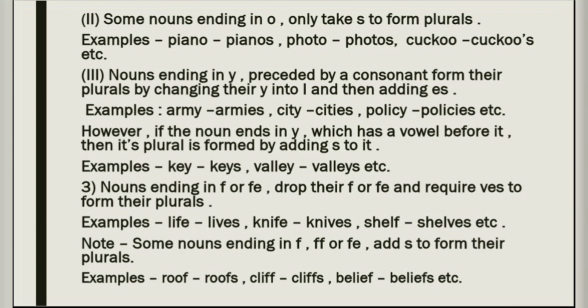The next point is that nouns ending in f or fe drop their f or fe and require ves to form their plural. So for the nouns ending with f and fe, what do we do? We will remove their f and fe and add ves to form their plural. If you see this example here, life, okay, fe is there, so we'll remove fe and add ves. Similarly with knives and shelves.